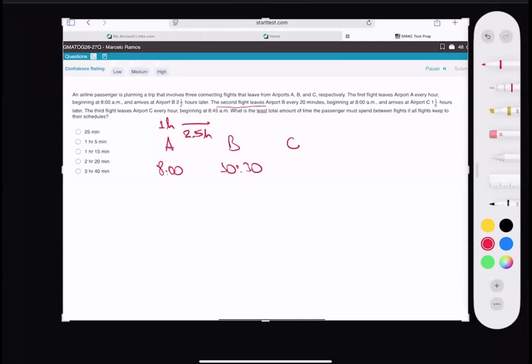The second flight leaves airport B every 20 minutes, beginning at 8. I'm totally wrong. No, the second flight is from B, right? Beginning at 8, so 8:20, for example, 8:40, 9, 9:20, 9:40, 10. Is that correct?